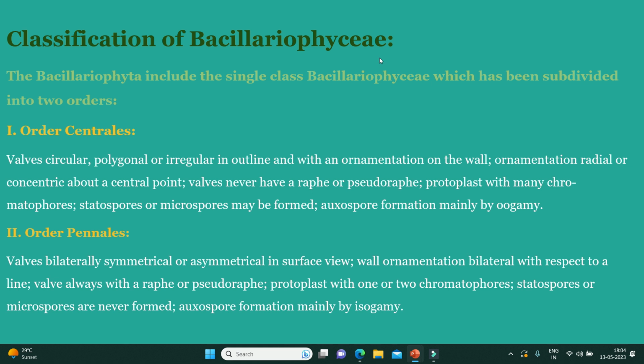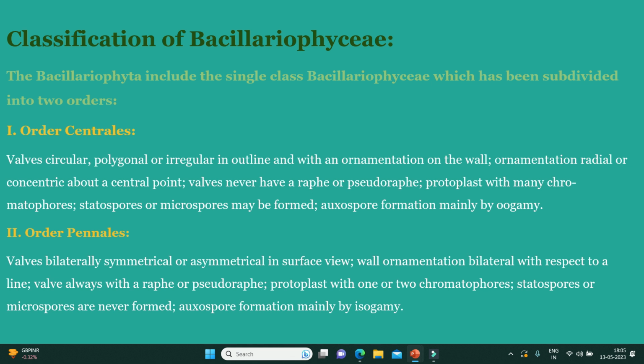Then let us see the classification of Bacillariophyceae. The Bacillariophyta includes the single class Bacillariophyceae, which has been subdivided into two orders. Let us see these two orders, order Centrales and order Pennales, and their differences. Firstly, in Centrales, valves are circular, polygonal, or irregular in outline with ornamentation on the wall. In the Pennales, walls are bilaterally symmetrical or asymmetrical in surface view.